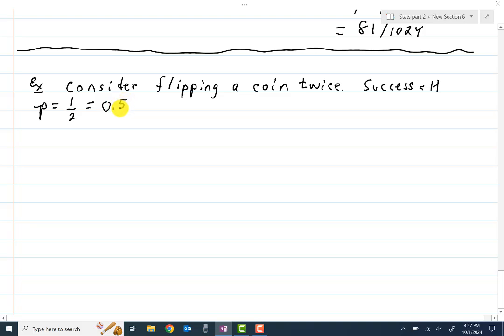So we have that. Now, how many possible, well, let's see, I flip a coin twice. How many possible heads can we have? So I'm going to let x equal the number of heads. So when we go through these, well, you can certainly have no heads, you can have 1 heads, or you can have 2 heads.